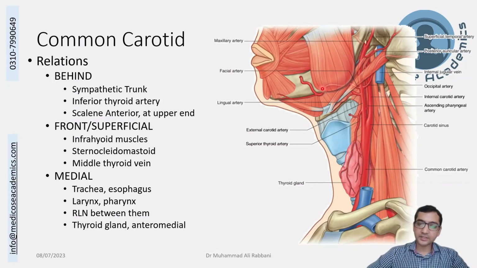On the medial aspect, you can see that there is the trachea and larynx. Just behind the trachea and larynx, obviously there will be the pharynx and esophagus. So these are the structures that are related to it medially, and between these structures the recurrent laryngeal nerve runs. And on the medial aspect there is the thyroid gland also. So this is about the common carotid artery. Apart from the two terminal branches, the internal and external, there are no other branches of the common carotid artery.